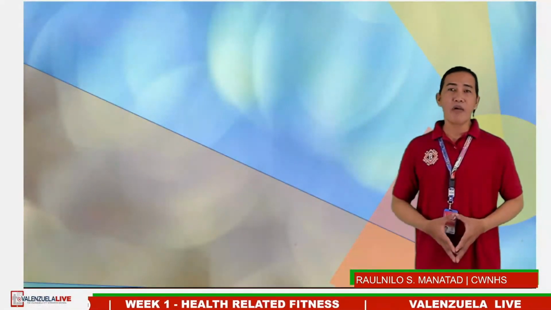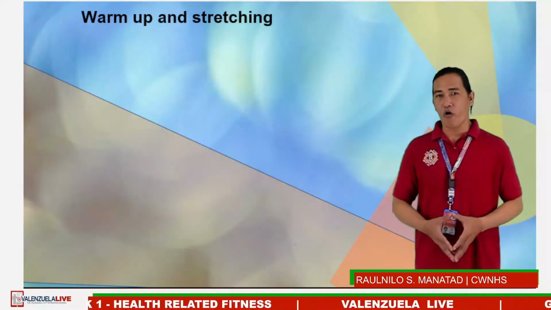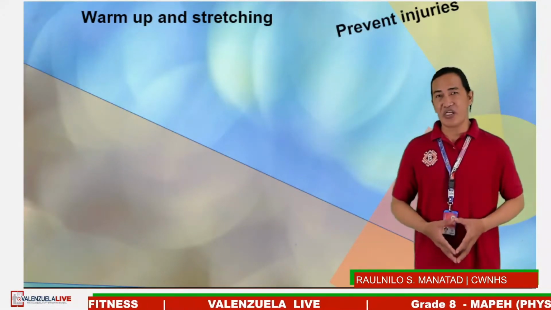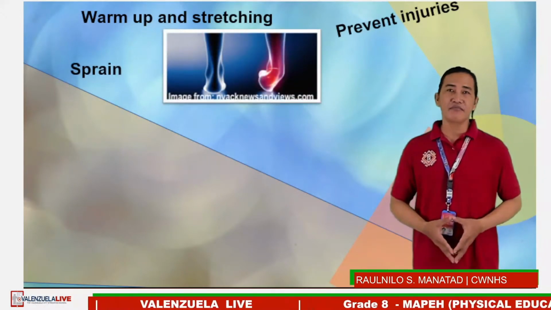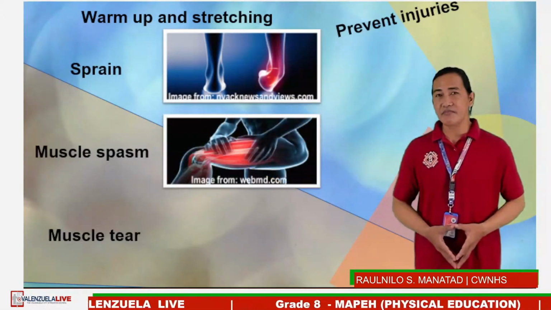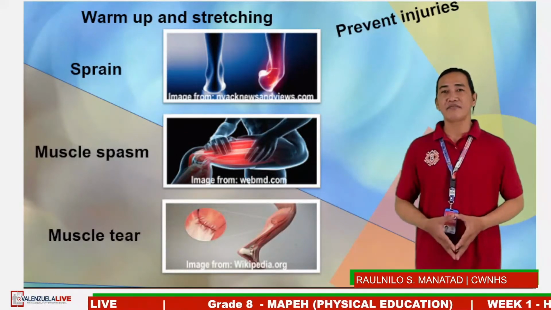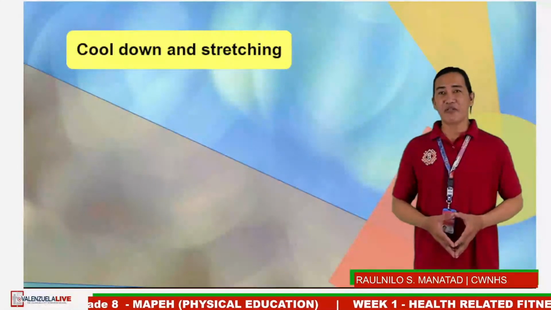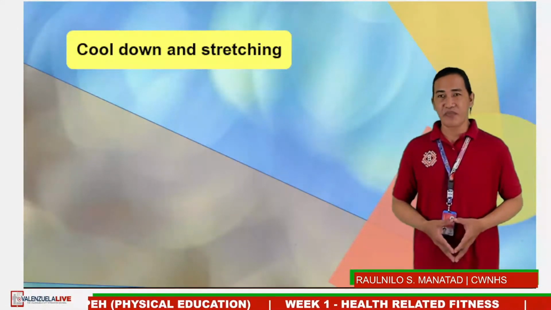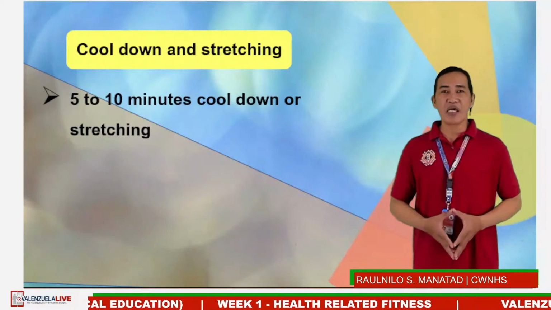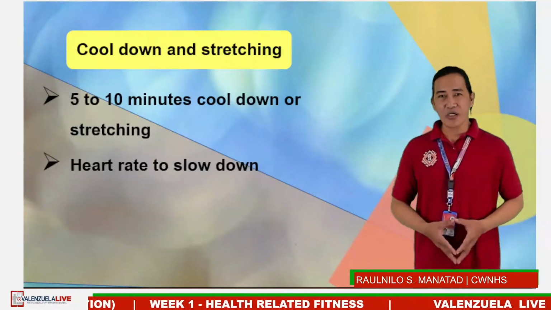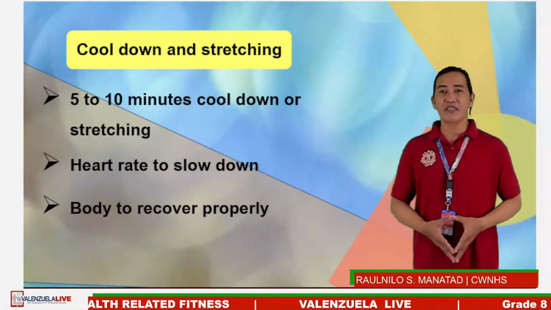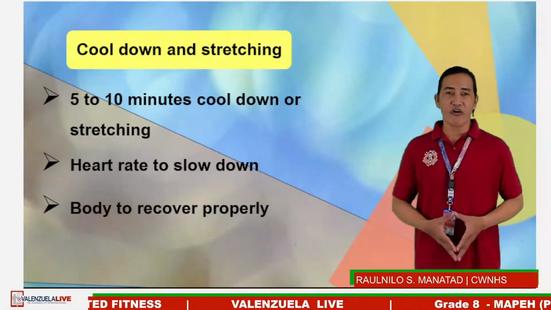Remember to do the warm-up and stretching before physical activities in order to prevent injuries such as sprain, muscle spasm, and muscle tear. Then, cool down after physical activities. A 5 to 10 minutes stretching allows your heart rate to slow down near to its resting state and your body to recover properly.